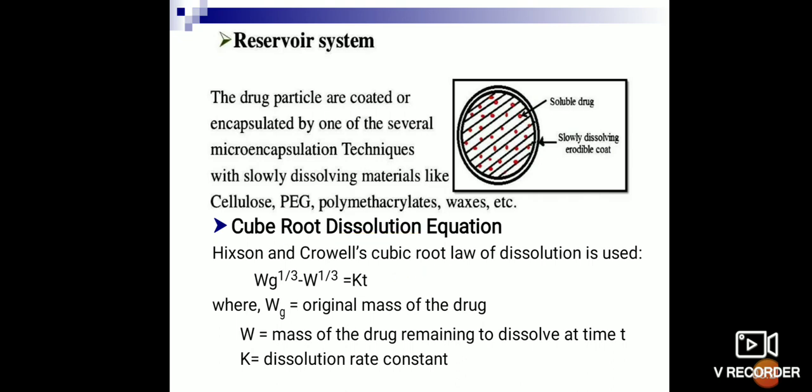Another mechanism is the cube root dissolution equation. Hixson and Crowell cube root law of dissolution is used. Here W0 to the power 1/3 minus W to the power 1/3, that means the cube root of the original mass of the drug minus the cube root of the mass of the drug remaining to dissolve at time t, is equal to kt.